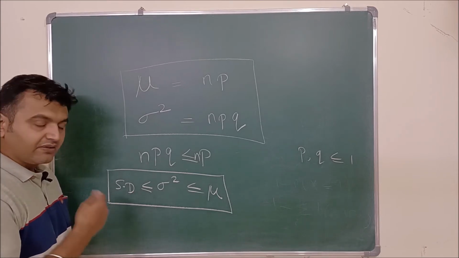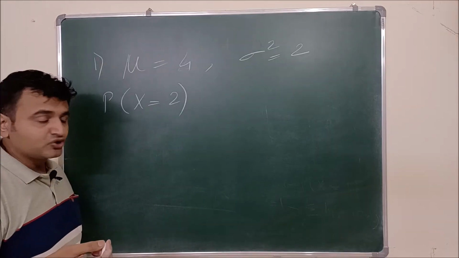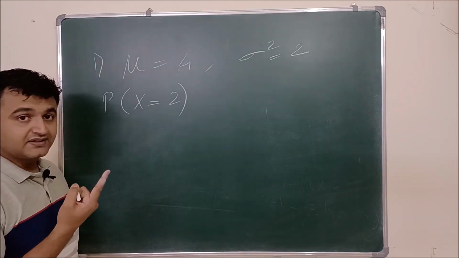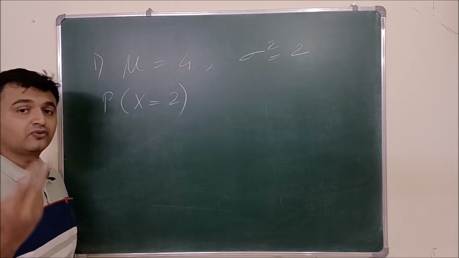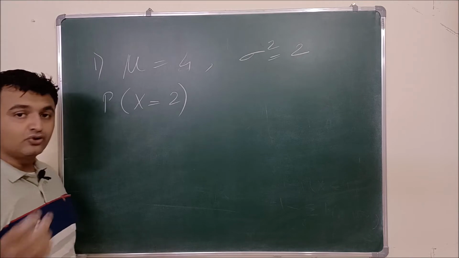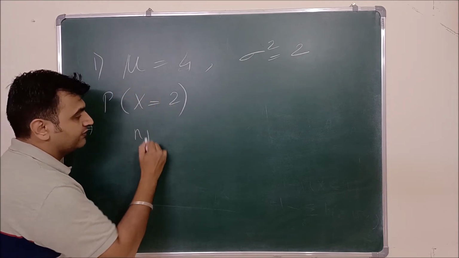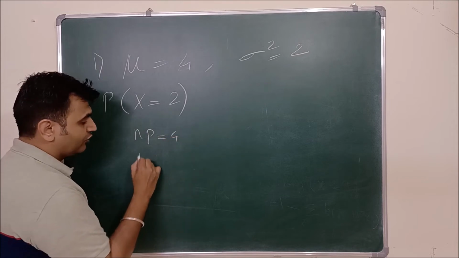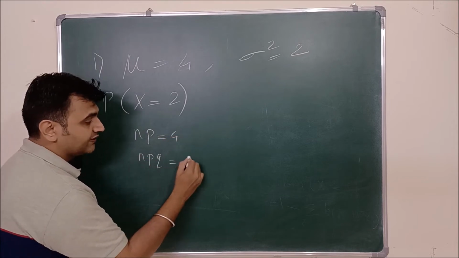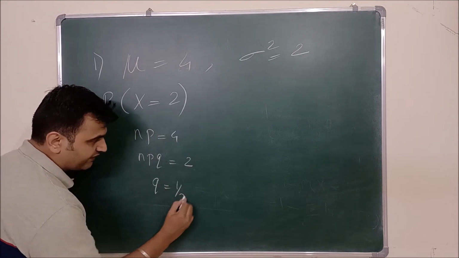Now let me take one example. Here is the question: for some binomial distribution, the mean is 4 and the variance is 2. I want to find the probability of 2 successes, that means the probability when x takes the value 2. Now what is the mean? We just saw the mean is np. So np is 4 and npq is 2. When you put np equal to 4, q comes out to be 1 by 2.